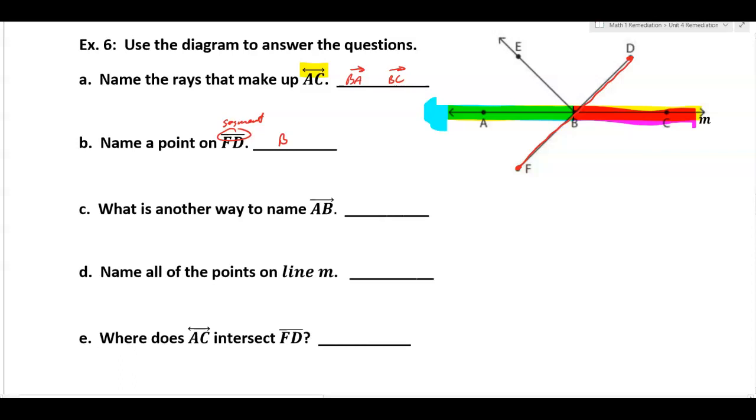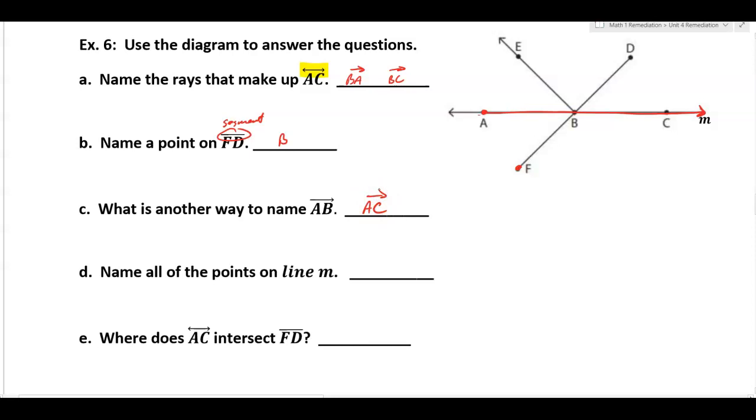What's another way to name ray AB? Well, when I go to name ray AB, here's A, here's B. It tells me it extends to the right forever and ever. Therefore, AB also goes through C, so we're going to name it endpoint A through point C and my ray symbol.